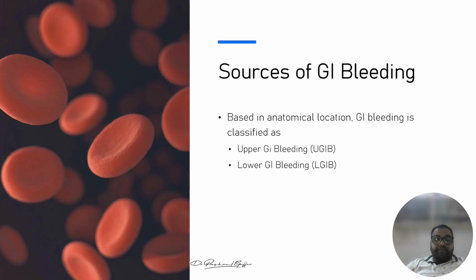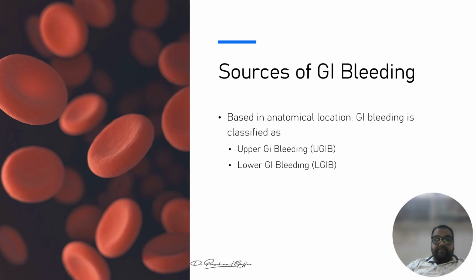Let's see what the different sources of GI bleeding are. Sources are based on anatomical location, and GI bleeding is classified into two parts. First, upper GI bleeding, known as UGIB, and the lower GI bleeding, called LGIB. Upper GI bleeding is up to the stomach, and the intestine, the colon and the rectum are considered lower GI bleeding. Right. So let's see one by one.